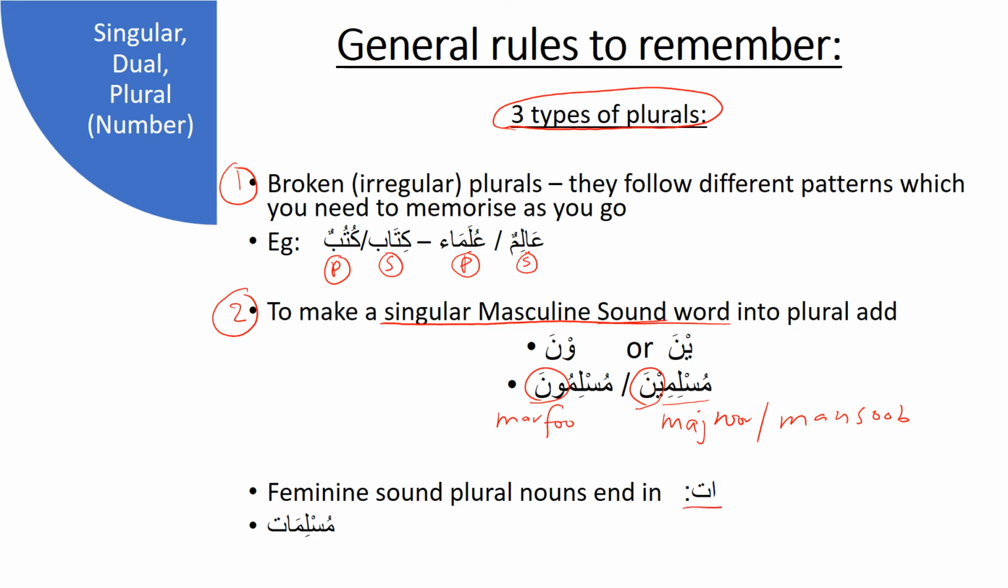And feminine sound plural ends in at. Okay, so muslimatun or muslimatin. Okay, there's no muslimatan. There's only muslimatun and muslimatin. And if you have a Muslim, you want to make it into feminine sound plural, you just add at the end, like mu'minat, qanitat, etc.